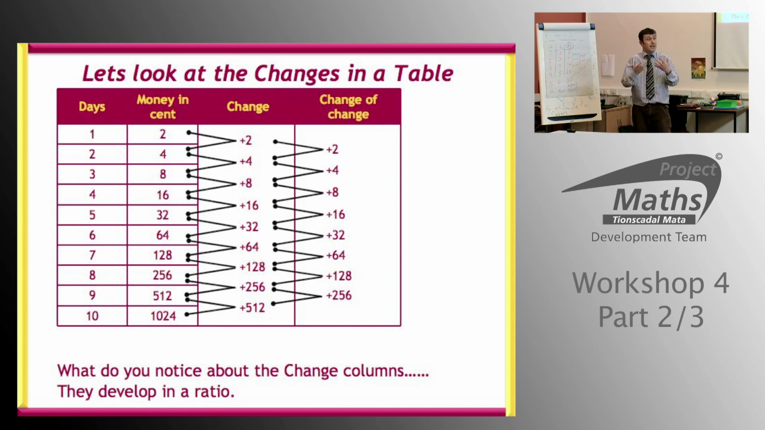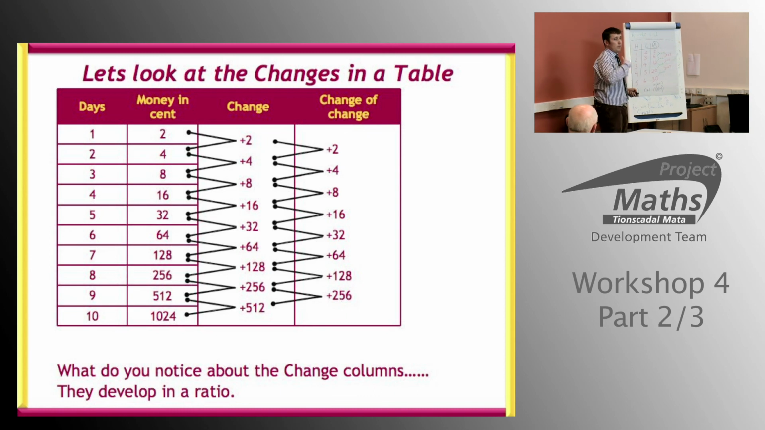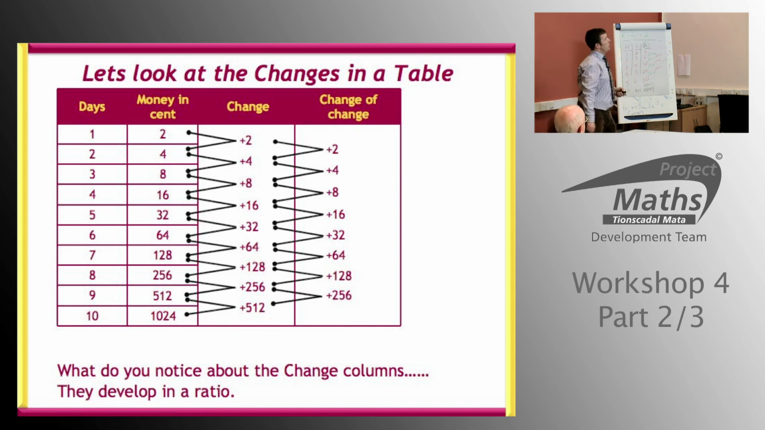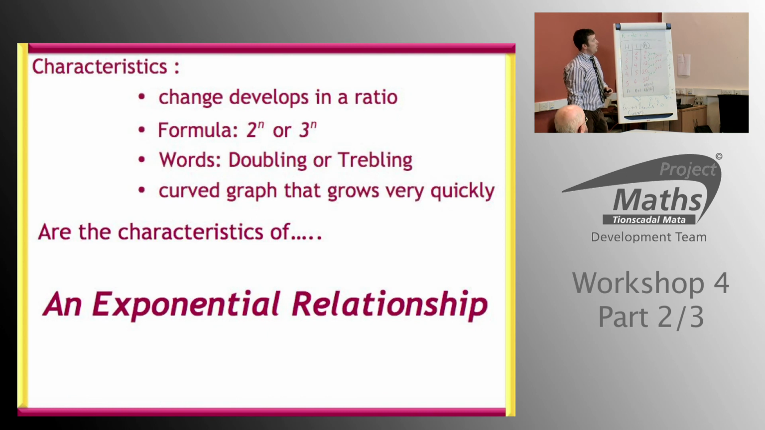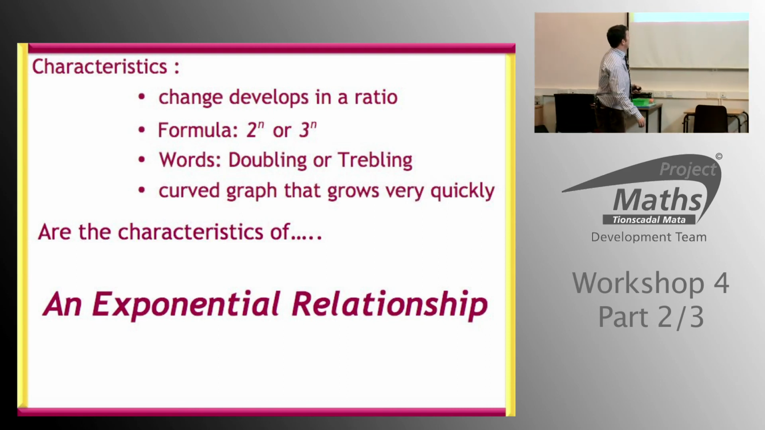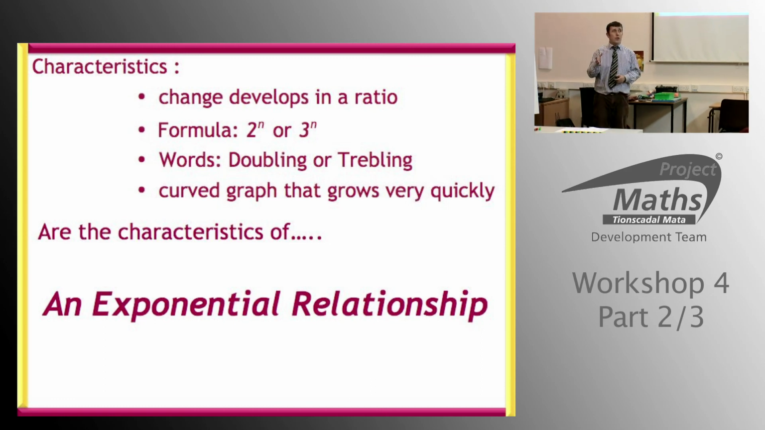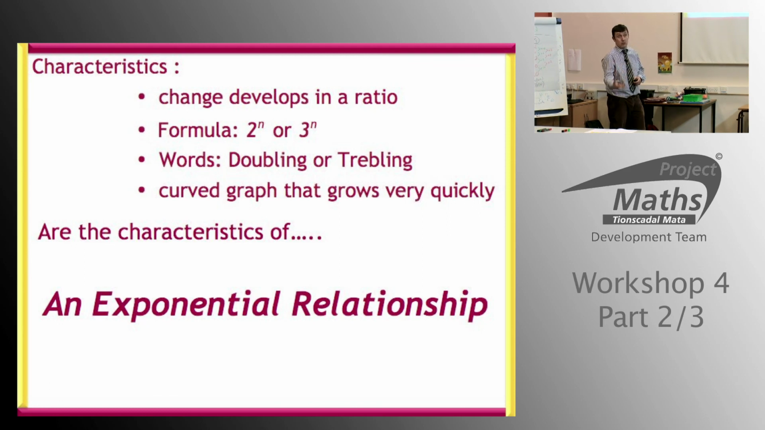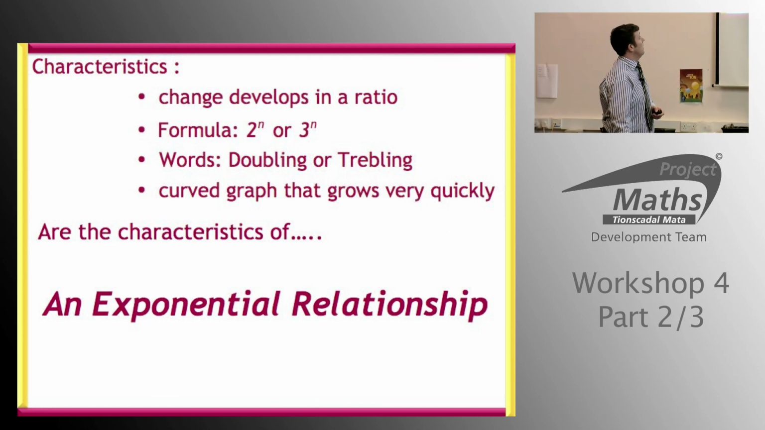If you think about differentiating e to the x, what happens? e to the x, differentiate it again, e to the x. So it just keeps remaining the same. So there's a nice logic going on to their calculus with the rates of change. So what do we need to know here? A change develops in a ratio. The formula is 2 to the n or 3 to the n, and the words for this are doubling or trebling. Like the one for quadratics, it was a curve back, but what are we saying about this one? It grows very, very quickly. These are the characteristics of an exponential relationship. You're not going into e or anything like that.